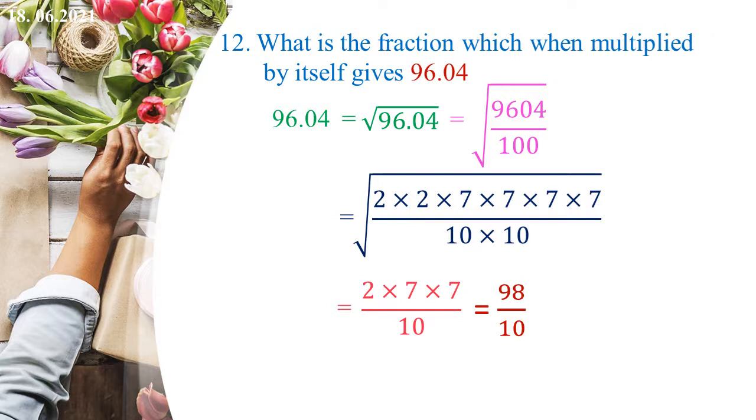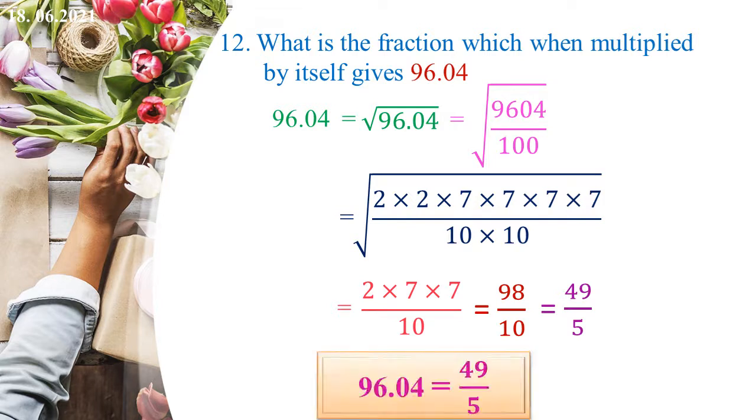Here 2 is the common factor. We can divide both 98 and 10 by 2. We will get 49 by 5. Now multiply 49 by 5 and 49 by 5. We will get 96.04. So, the square root of 96.04 equals 49 by 5.